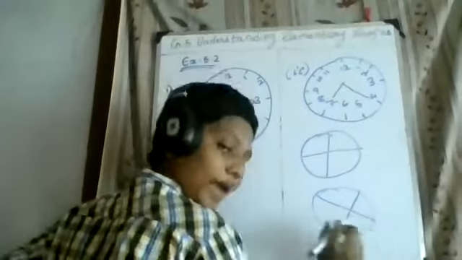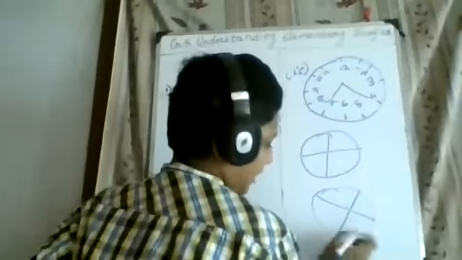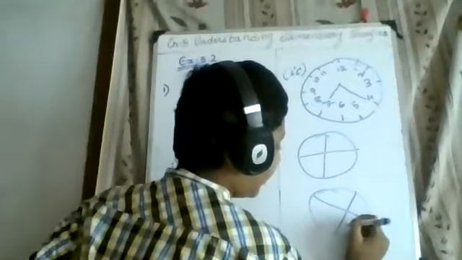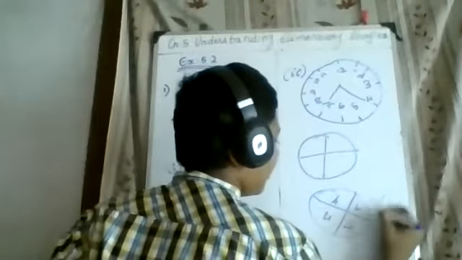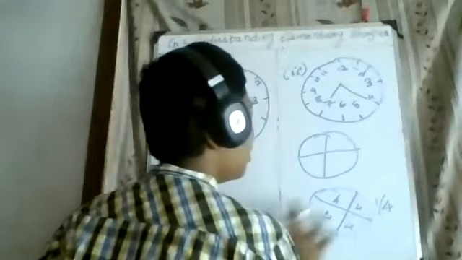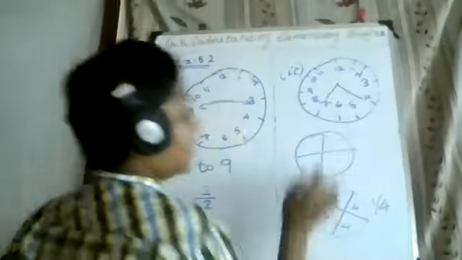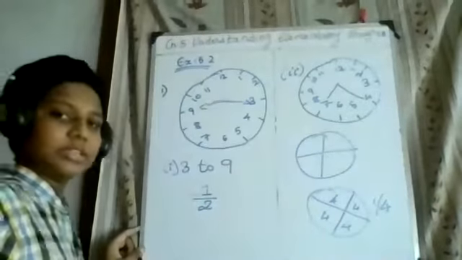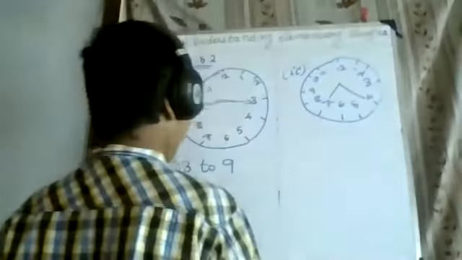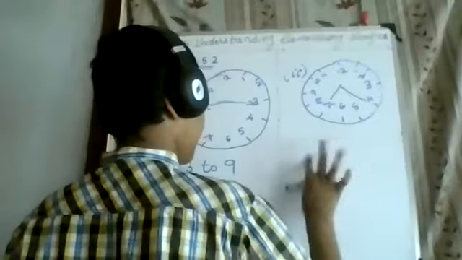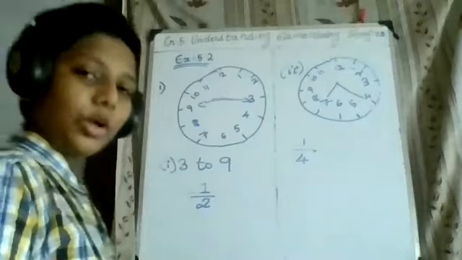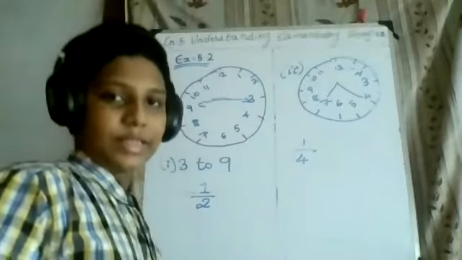Anyway, two diameters with the same center, then also they will form 4 parts. Each part is called a 1 by 4th part. So, now they are divided in this way. 4 to 7. So, what will be the fraction? The fraction will be 1 by 4. Now we understand the first question.